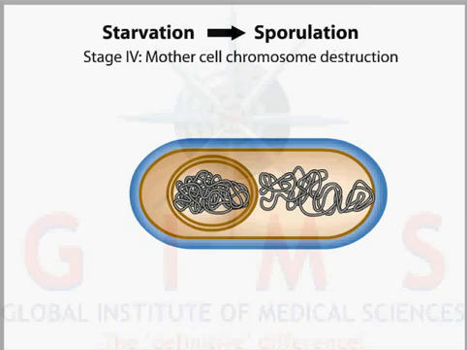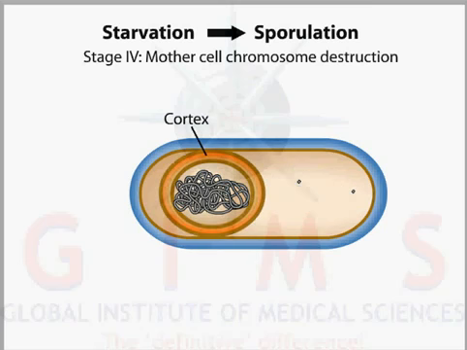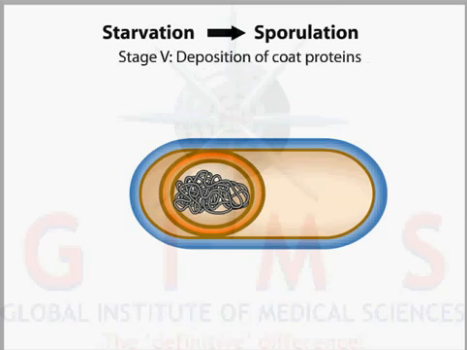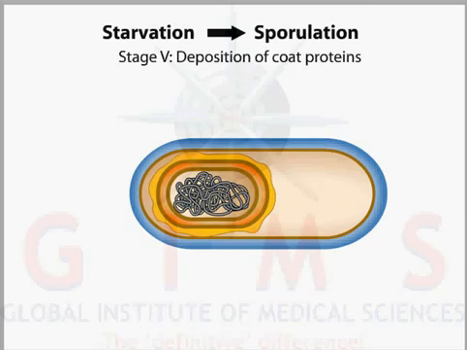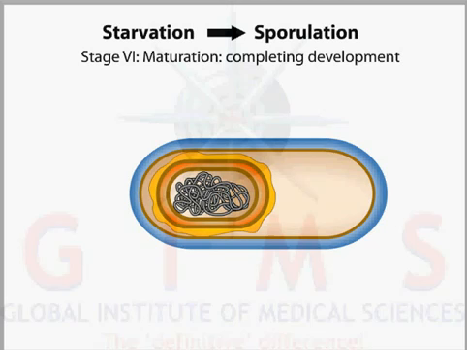In stage 4, the mother cell chromosome is destroyed, and a cortex, made up of a thick peptidoglycan layer, is placed between the 2 membranes surrounding the forespore protoplast. This cortex will be important in providing heat resistance and maintaining dormancy to the spore. In stage 5, layers of coat proteins are deposited on the outer membrane. Stage 6 completes the development of spore resistance to heat and chemical insults.